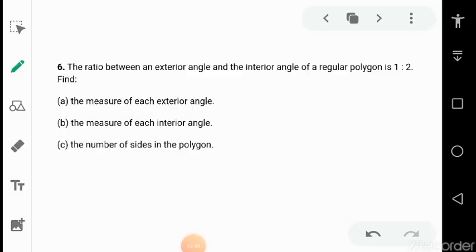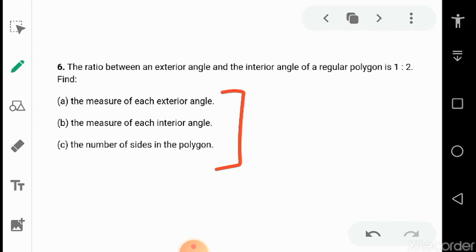Next is the ratio between an exterior angle and the interior angle of a regular polygon is 1:2. Find. There are 3 parts, so it's very interesting question. Ratio is given as in the algebra. The questions related to ratios are solved in a particular way.